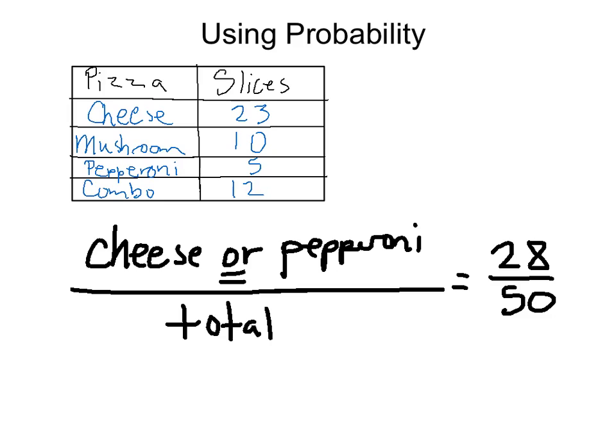And we could simplify that. If I divide it by 2, we get 14 over 25. And I'm pretty sure that's it, right? Yeah, I don't think we can go any further. So they may ask you to do a combination, which is what that is. Cool.